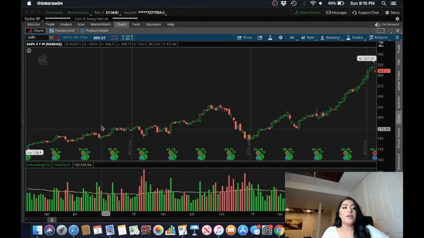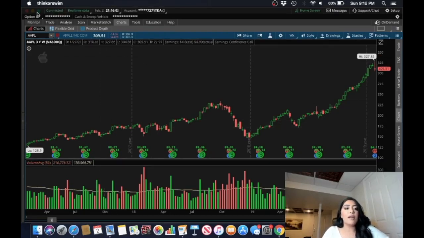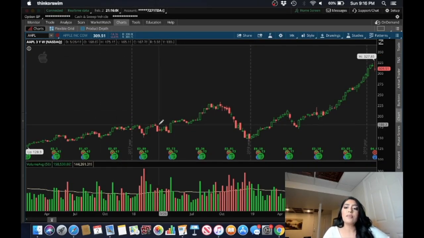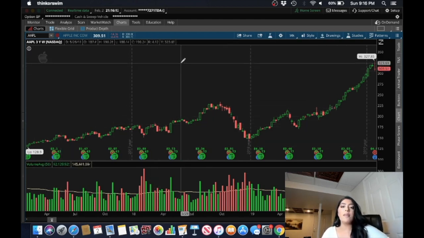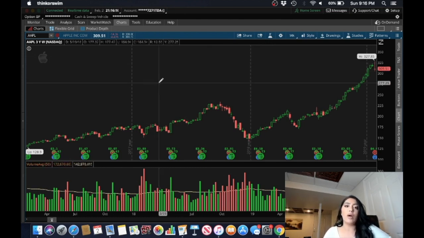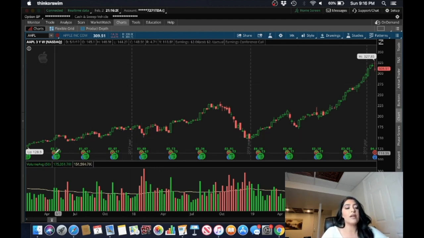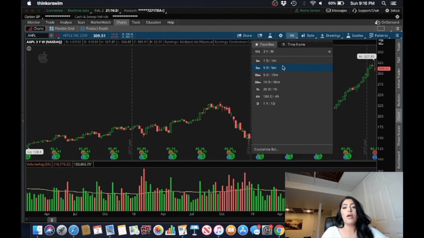All right guys, so here I have my Thinkorswim platform. I have Apple open here. We're going to go ahead and go through Apple and chart Apple together. And I'm going to show you exactly how I chart and what I look for when I'm looking for levels, resistance and support areas, etc. So this is the 3-year weekly time frame here on Apple.